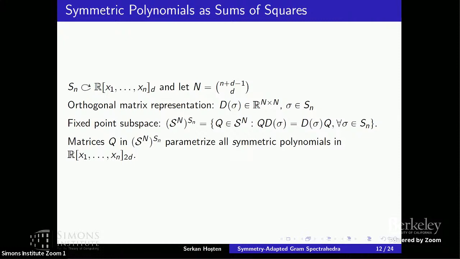It is given by these orthogonal matrices, the sigmas. What we can do is look at what we call the fixed point subspace of symmetric matrices. So these are n by n symmetric matrices, capital N by capital N symmetric matrices, which commute with all of the representation matrices.